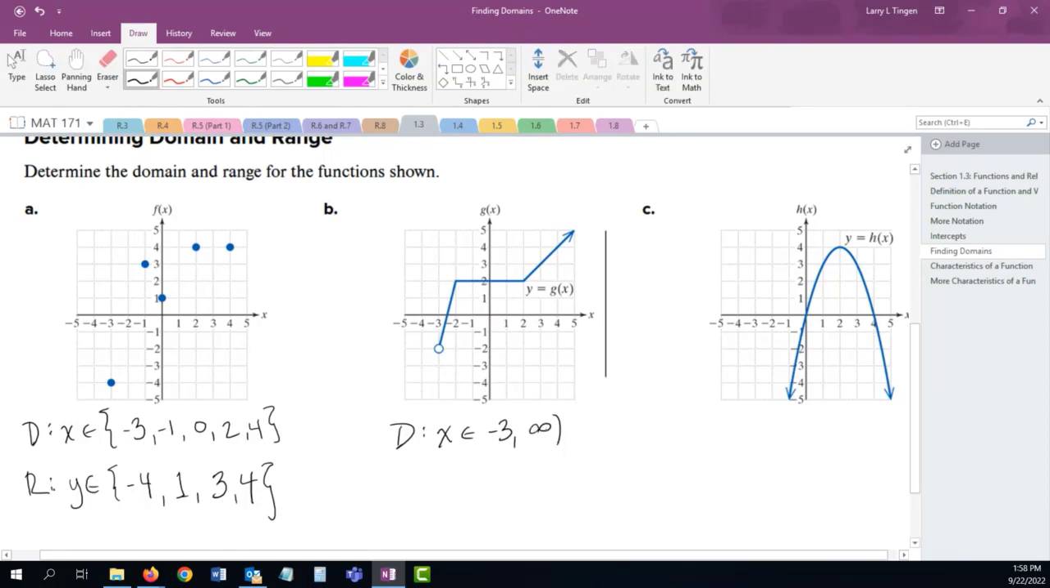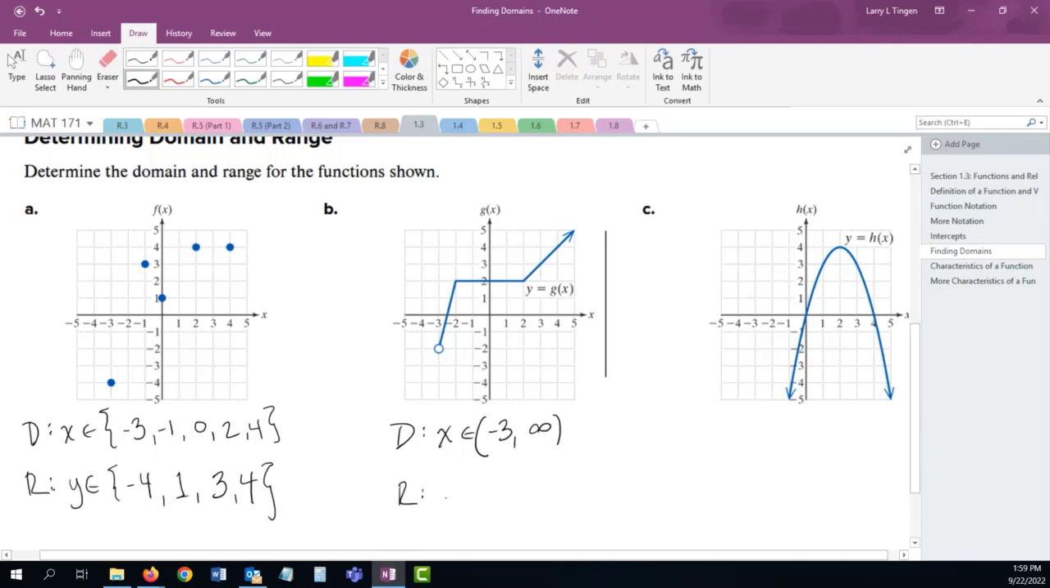so that's off to positive infinity. Infinities never get brackets, and then is the -3 included? If I plug in -3, do I hit this function? No, I don't. There's an open circle there. So that means parenthesis for the domain.